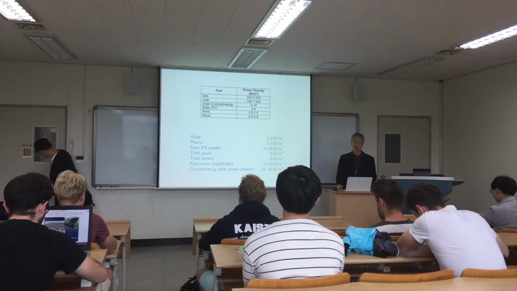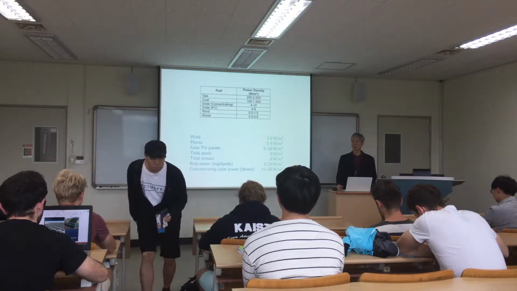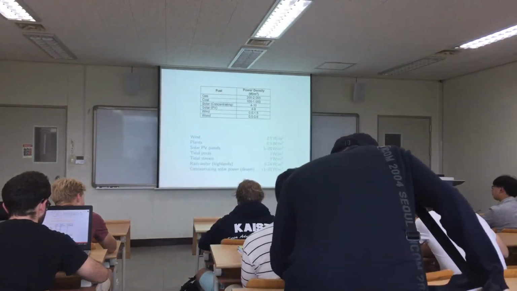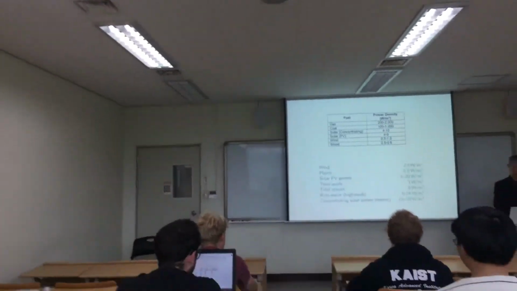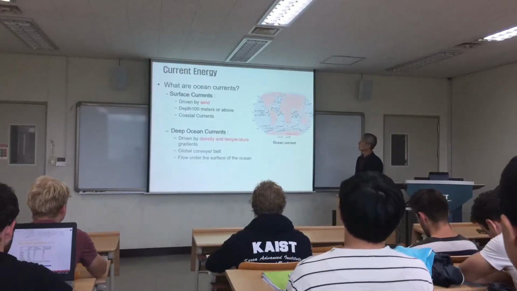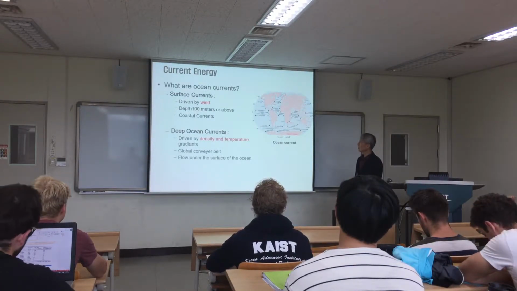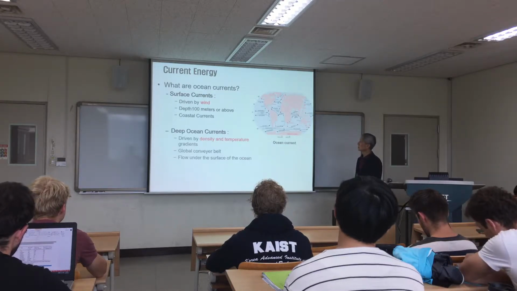So that is the economy, and size also should be bigger for comparing to the traditional technology. Right. So current energy is also coming from wind and also density differences.